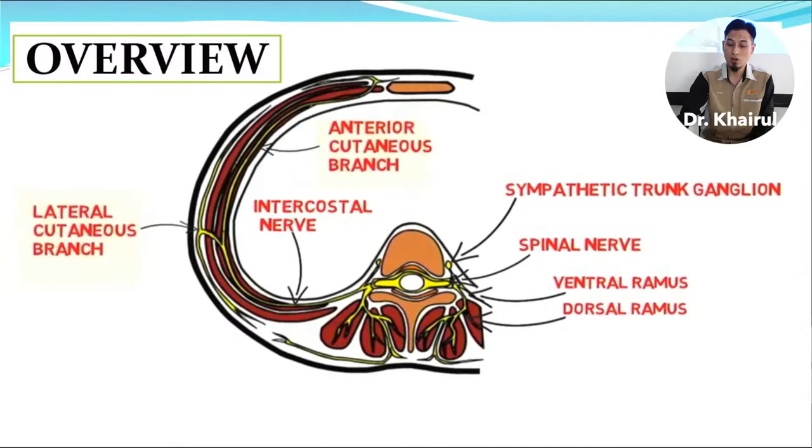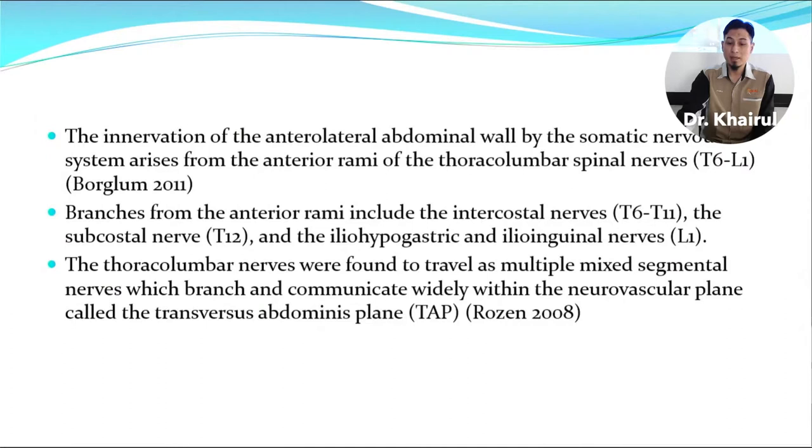The innervation of the anterolateral abdominal wall by the somatic nervous system arises from the anterior rami of the thoracolumbar spinal nerves from T6 to L1. Branches from the anterior rami include the intercostal nerves from T6 to T11, the subcostal nerve at T12, and the iliohypogastric and ilioinguinal nerves at L1. The thoracolumbar nerves were found to travel as multiple mixed segmental nerves which branch and communicate widely within the neurovascular plane called the transversus abdominis plane.